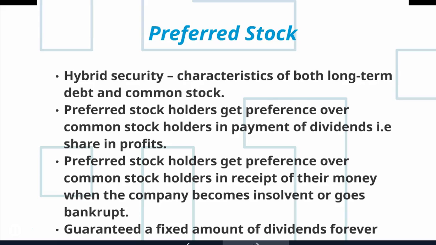Here I just want to remind you that share of profits that stockholders get is called dividends. So preferred stockholders get a preference in payment of profits, which is called preference dividends.